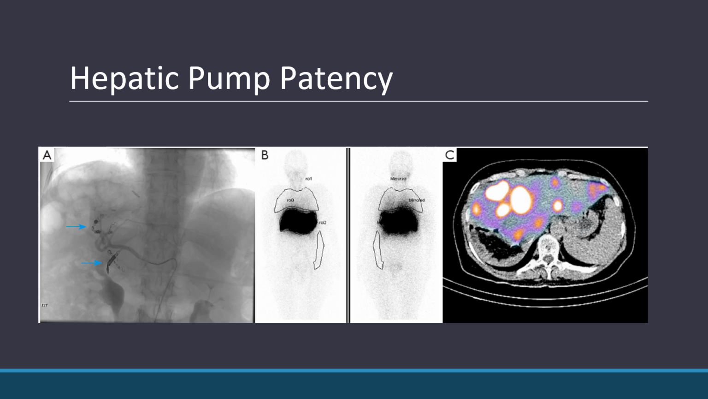So in A, that's what the hepatic pump patency looks like under the interventional study. And then with B, they did whole body imaging and they looked at the injection area as well as the entire lung field and the liver. And then they also did a SPECT CT to see where the activity was present. This is also helpful for this procedure.